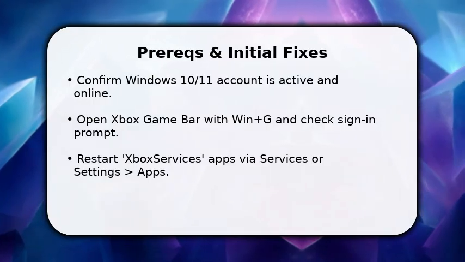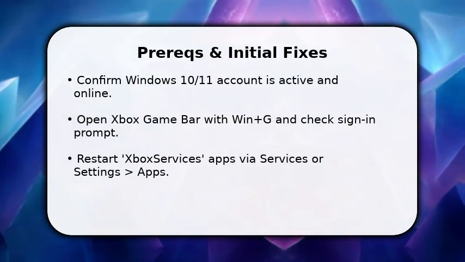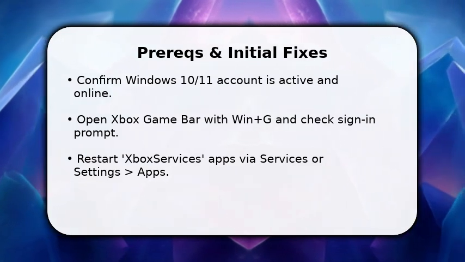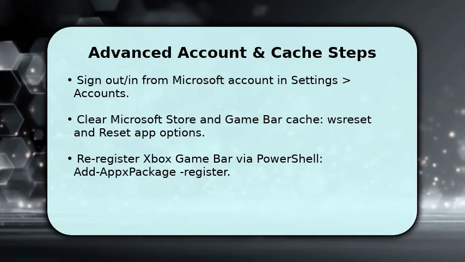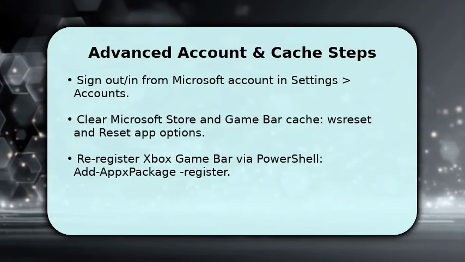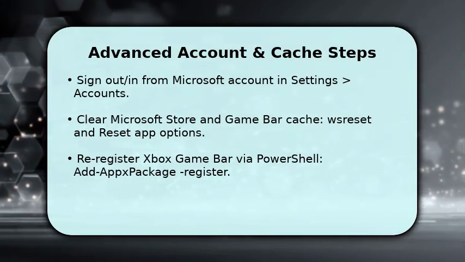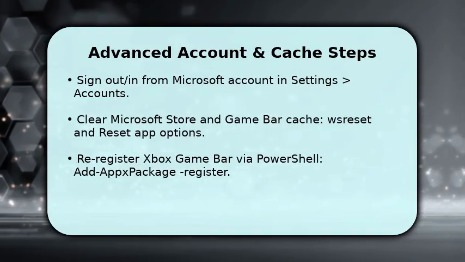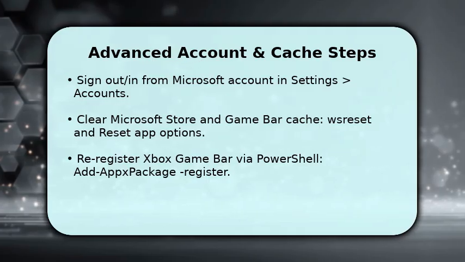Once done, make sure Windows updates are installed. Missing updates often block authentication flows and should be applied before continuing. Now you'll handle account tokens and cached data because stale credentials commonly break sign-in. Sign out of your Microsoft account in Settings accounts and sign back in to force token renewal.